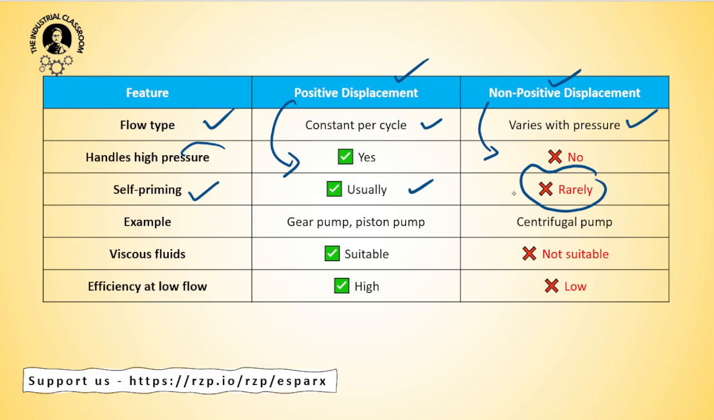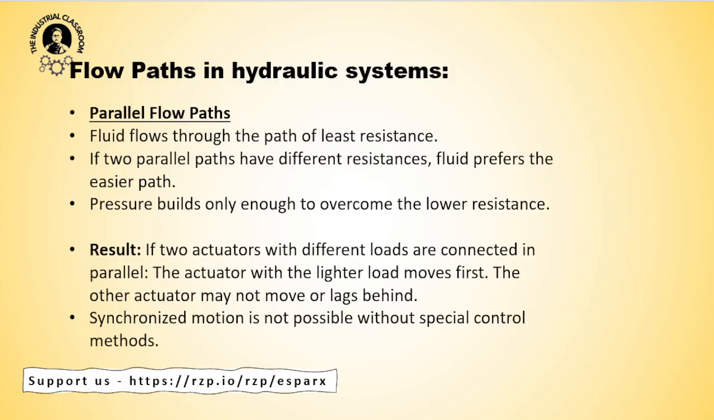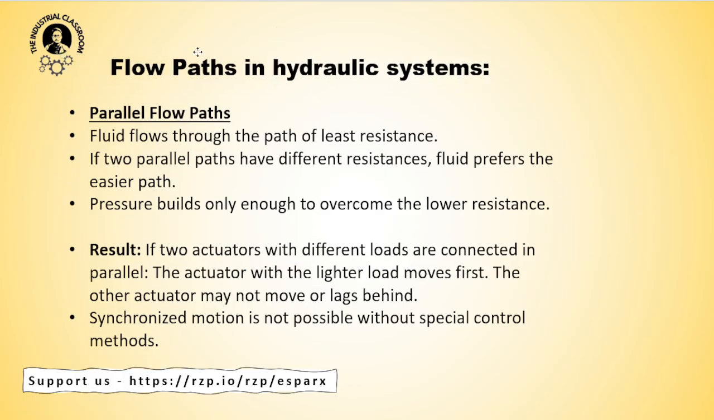For moving the air out, it needs a good leakage proof container, which is mostly not available in non positive displacement pump. Examples we have learned. Viscous fluids: positive displacement is suitable for viscous fluid, but non positive displacement pumps are not suitable. For low flow, efficiency is very high in positive displacement, efficiency is very less in case of non-positive displacement. Okay, now let us look at the flow paths in hydraulic process.